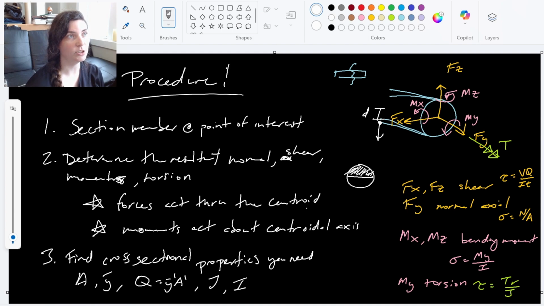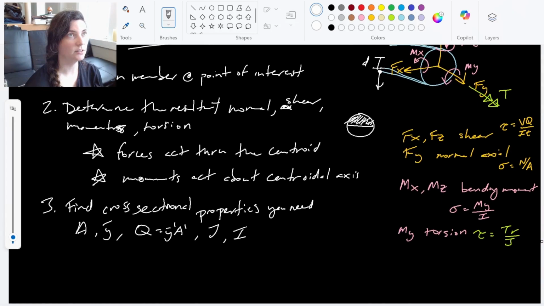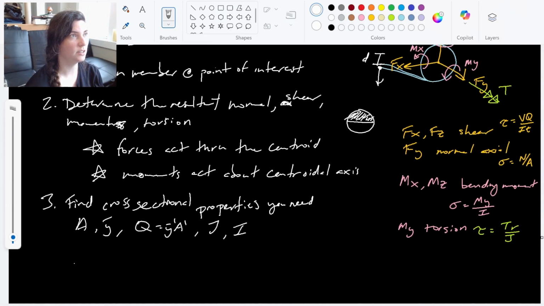And then your next step, once you have those, so we got all of our forces and moments, we got all of our cross-sectional properties, now it's just a matter of plugging them in. So for each one of these different stresses, we're going to go ahead and compute the stress. Compute the stress for each load component.